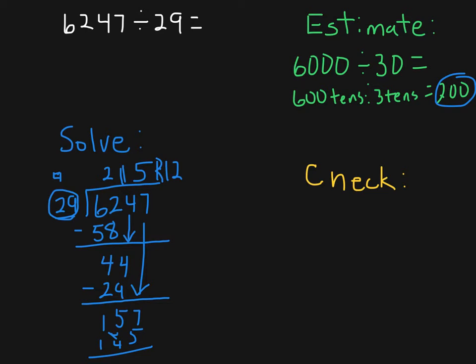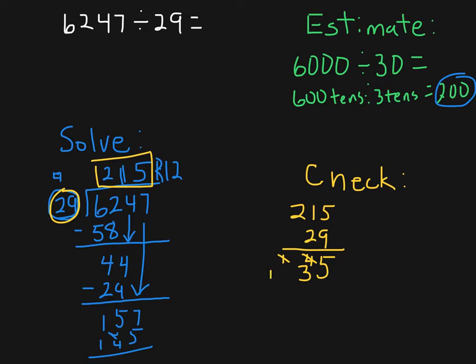Now it's time for my check. So I'm going to multiply the whole number in my quotient times the divisor, which is 29. And I'm going to have 2 partial products because I have a 2-digit factor on the bottom there. 9 times 5 is 45. And 9 times 1 is 9, plus that extra 4 will be 13. And 9 times 2 is 18, plus that 1 is 19.